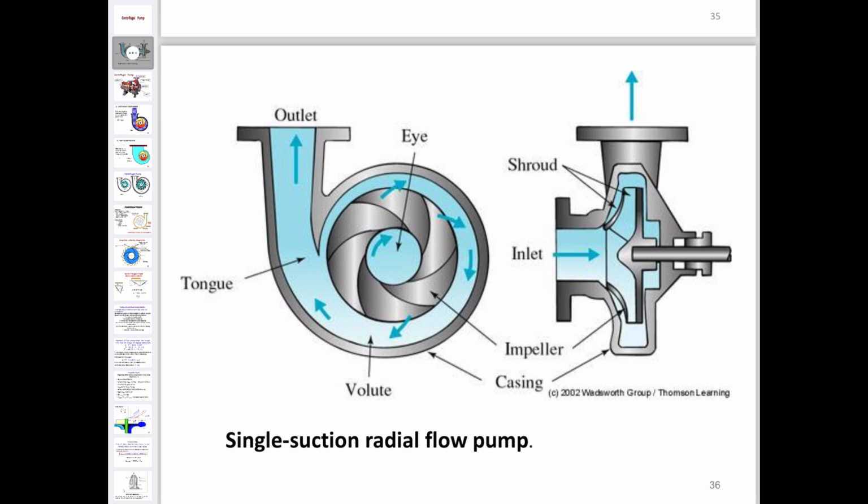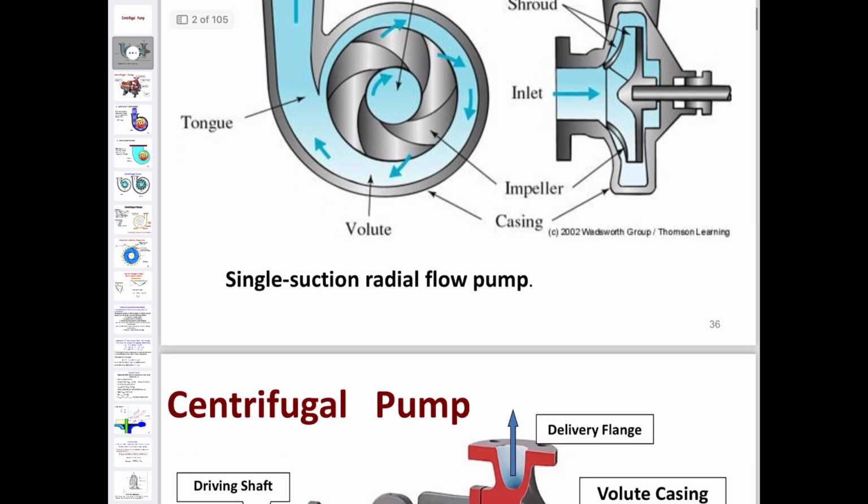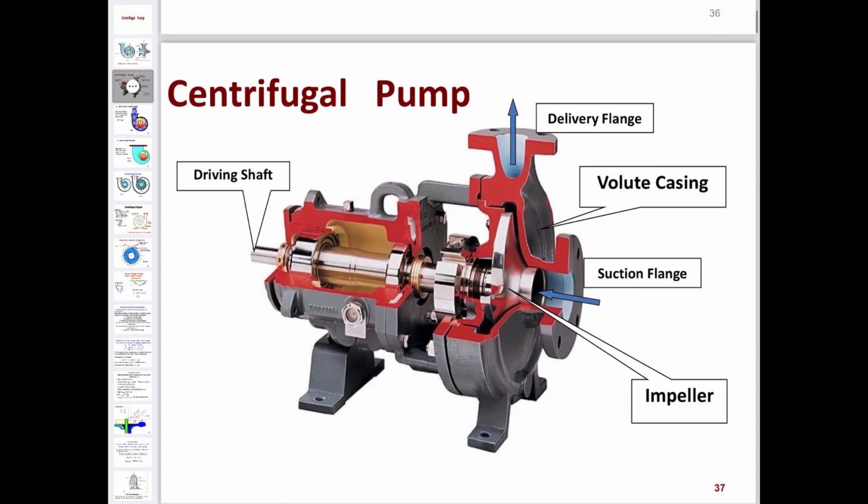There is a wide range of designs for centrifugal pumps, and certain designs are recommended for specific fluids, depending on the purpose for which they are used in industry.